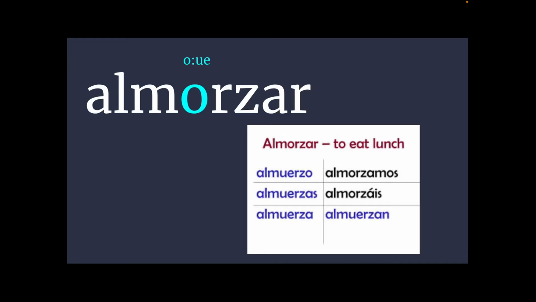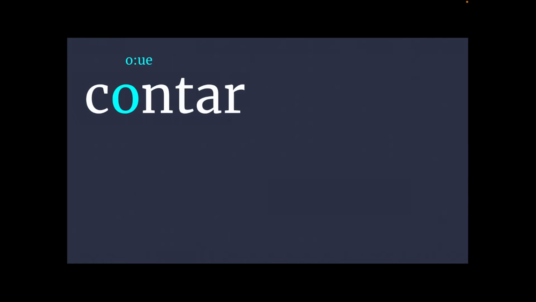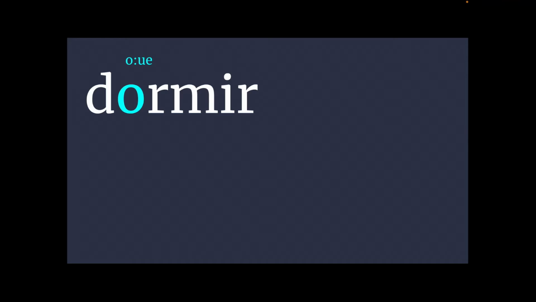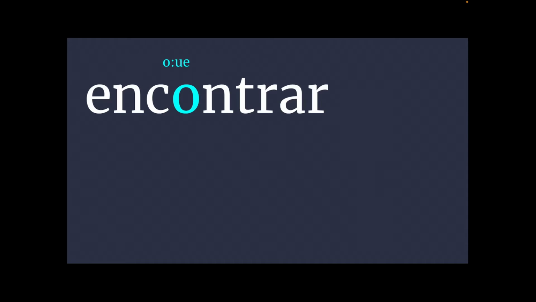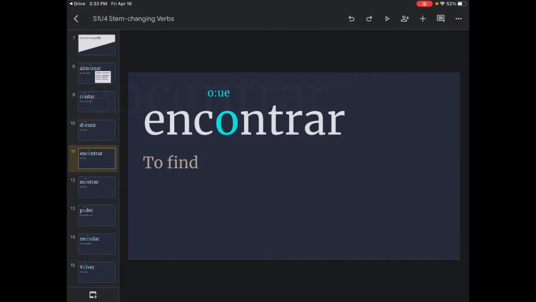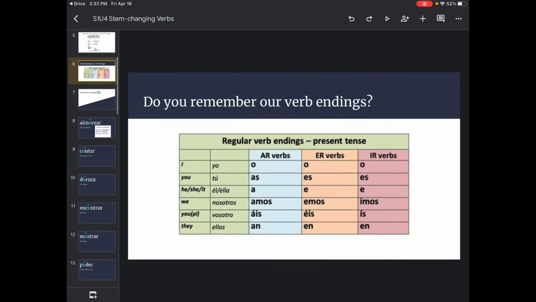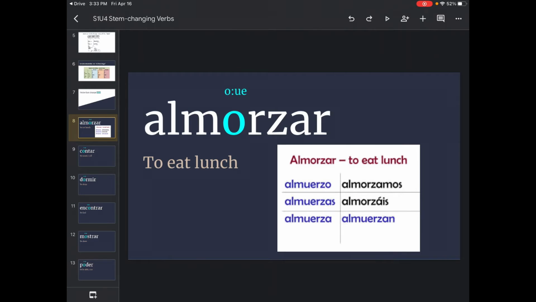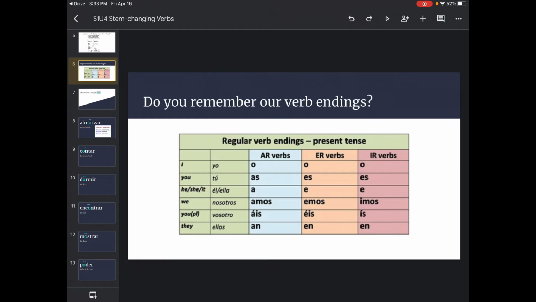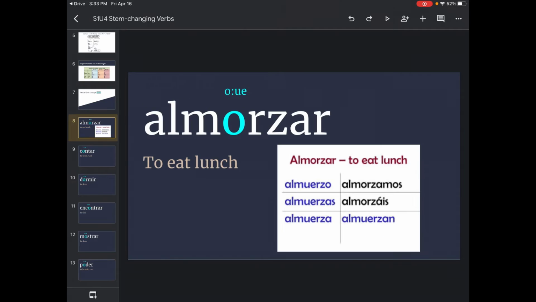So if it's the word, let's go to the next one here. If it's almorzar, look at my examples. Not only do I need to do the boot stem change that's in blue of O to UE, you literally replace the O with the UE. Don't forget the R. Then we have the endings of an AR verb. If we go back to this one here, I can see that almorzar has o, as, a, amos, ais, an. And here in the blue, we have o, as, a, amos, ais, an. So you have to be able to do both.